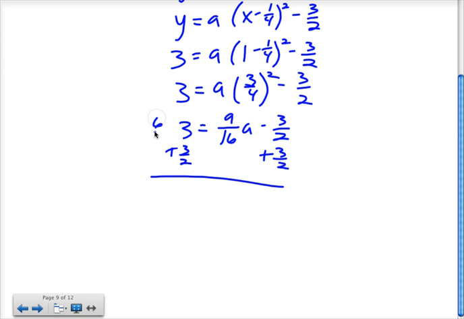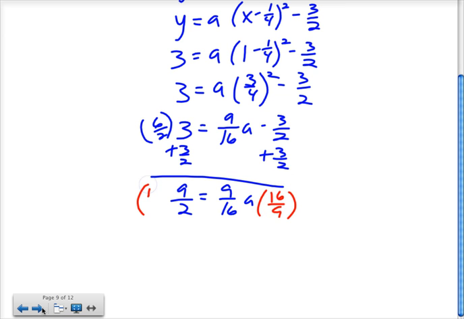And 3 is the same thing as 6/2, so 6/2 plus 3/2 will give you 9/2 equals 9/16. And then what I would want to do is multiply both sides by 16/9. And then these will be gone. And I can do a little cross reducing over on this side. The 9s will reduce each other right out, and 2 will go into 16 8 times. 8 times 1 is 8, and 1 times 1 is 1. 8 divided by 1 is just 8.